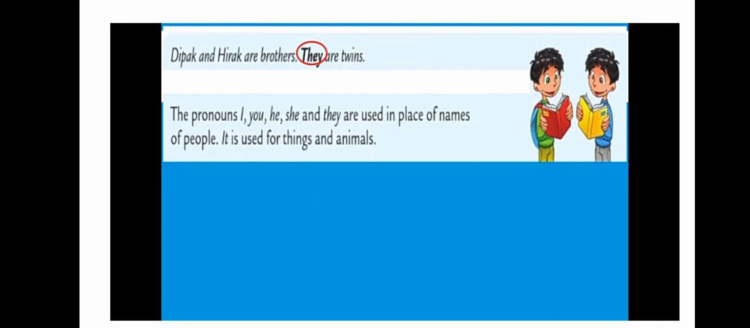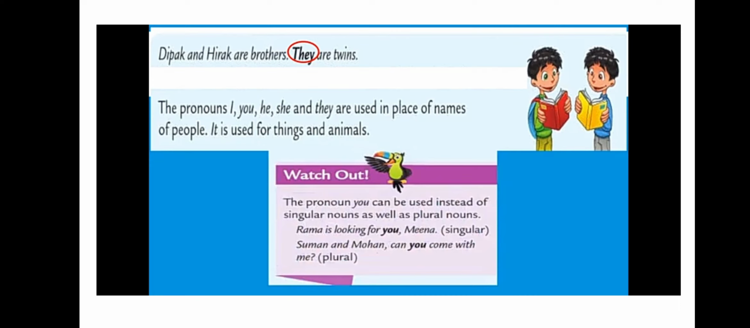Now Deepak and Hirak are brothers. They are twins. Here they, for two or more person, they is used. Now just see here, watch out column is there in your book, it is given. The pronoun you can be used instead of singular nouns as well as plural nouns. As I have told in that picture also, pronoun you can be used as singular as well as plural noun.